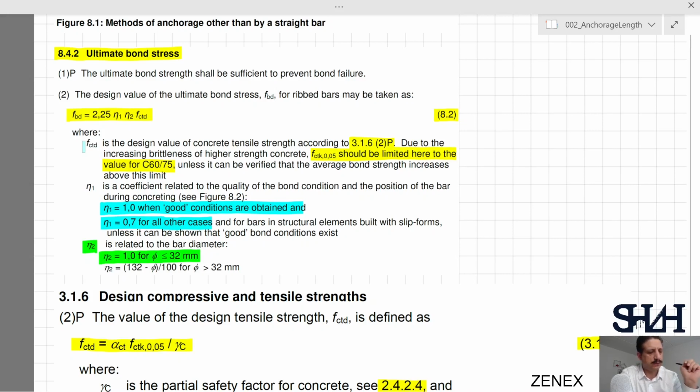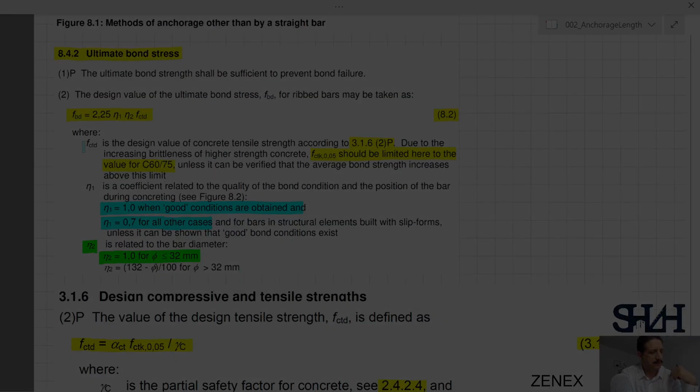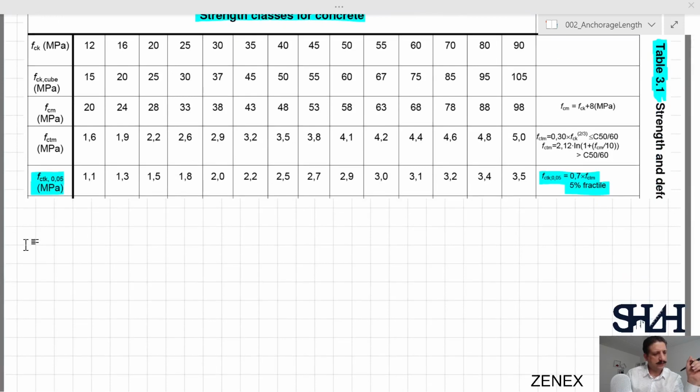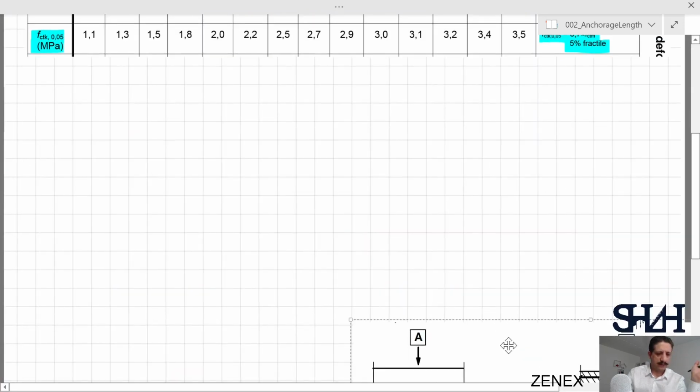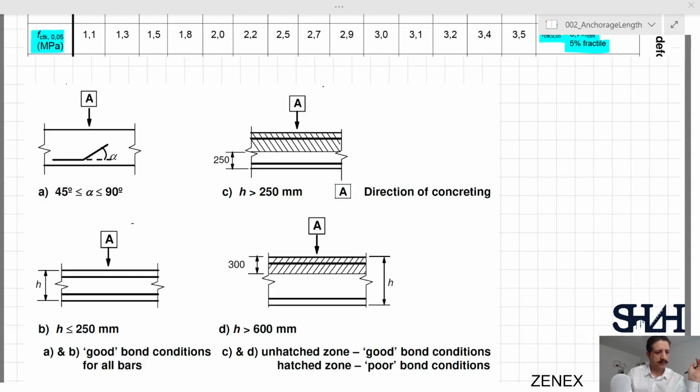Eta 2, according to the diameter of the bar, can be determined, and then we will have FBD, which represents the ultimate shear resistance between the reinforcement and concrete. The only thing that is missing here is the good and poor condition of reinforcement.